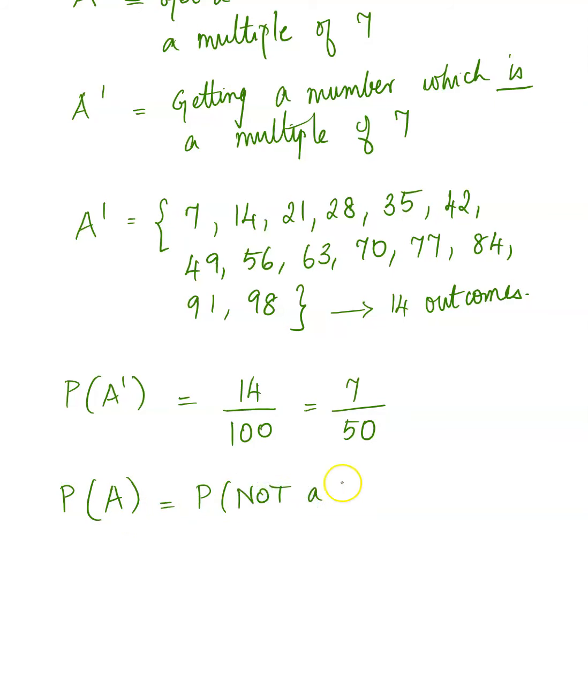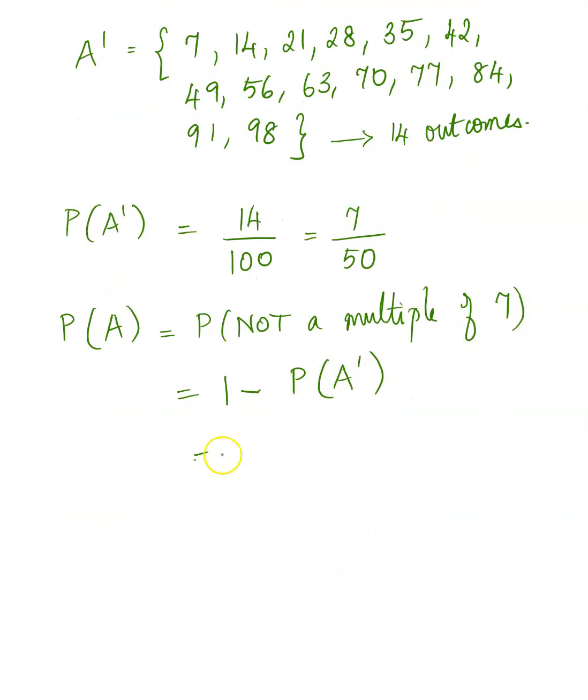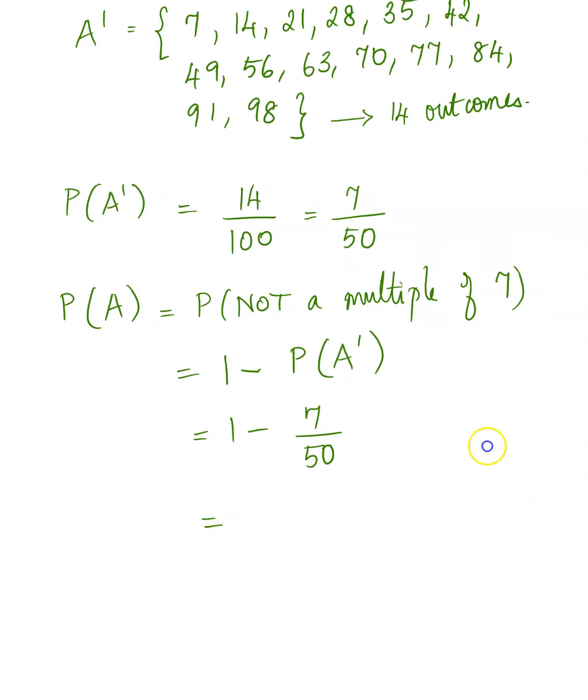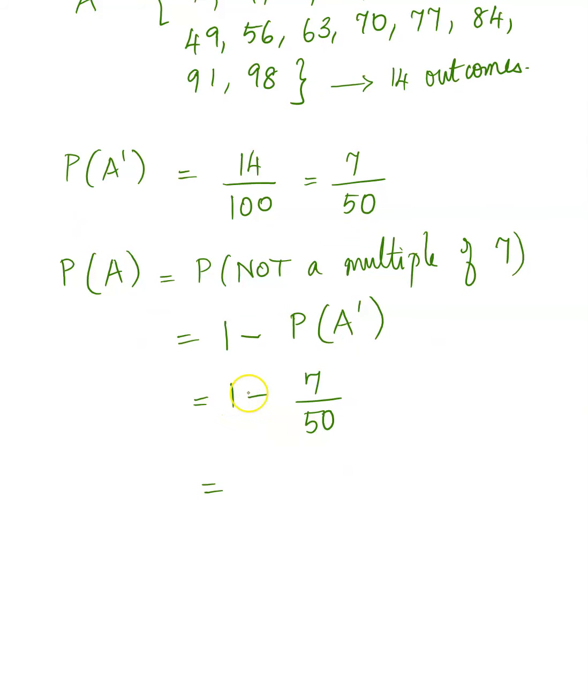Our real interest is in finding probability of A, which is probability of not A, getting a number which is not a multiple of 7. But we know that probability of A is the same as 1 minus probability of A complement. And we just found our probability of A complement to be 7 over 50. Then use the LCD. LCD is 50 over 50 here, right? So 50 minus 7 gives you 43 over 50. And so the probability that you do not draw a multiple of 7 is 43 over 50.